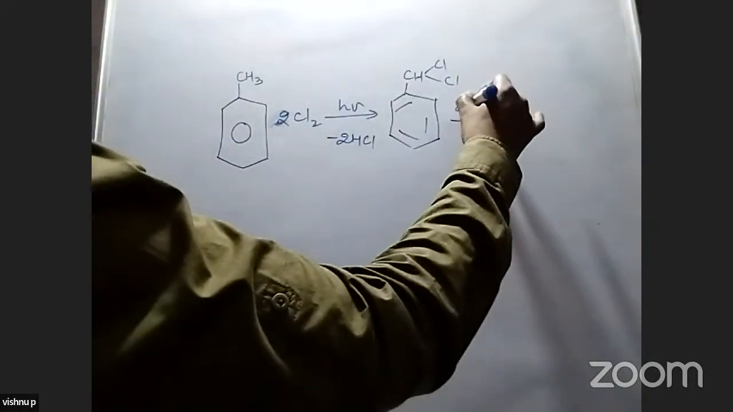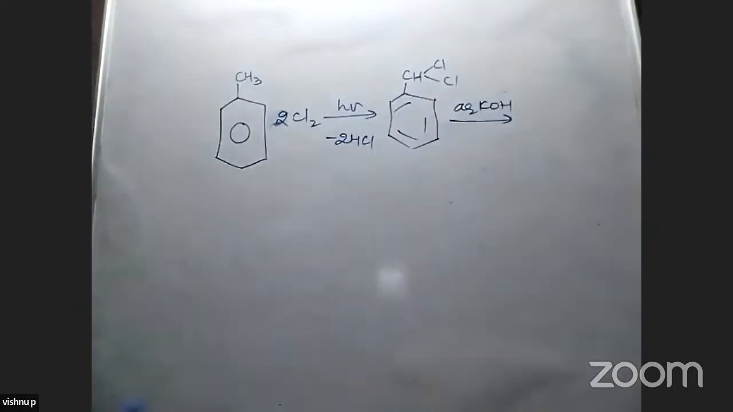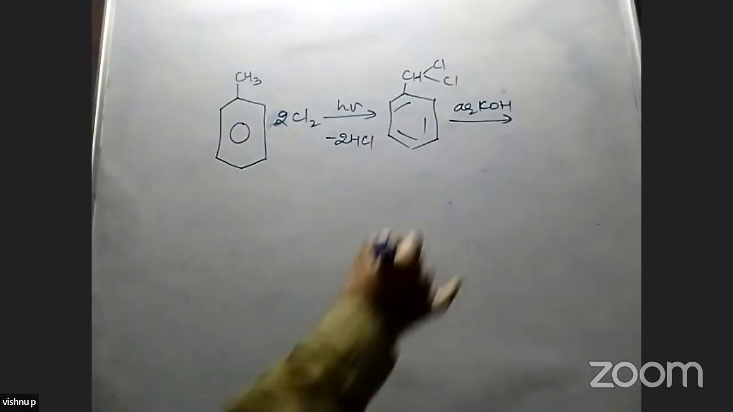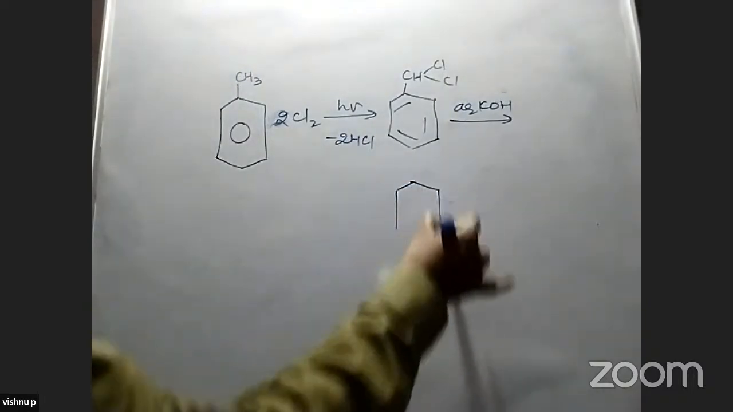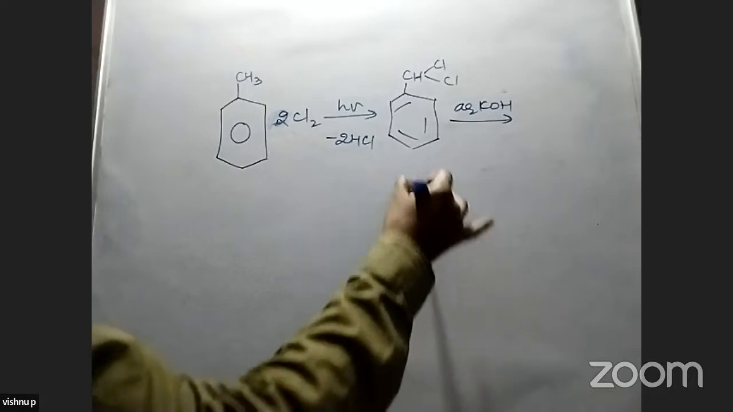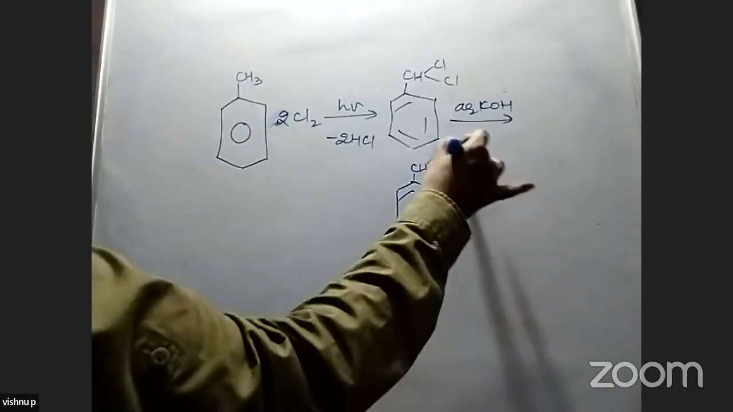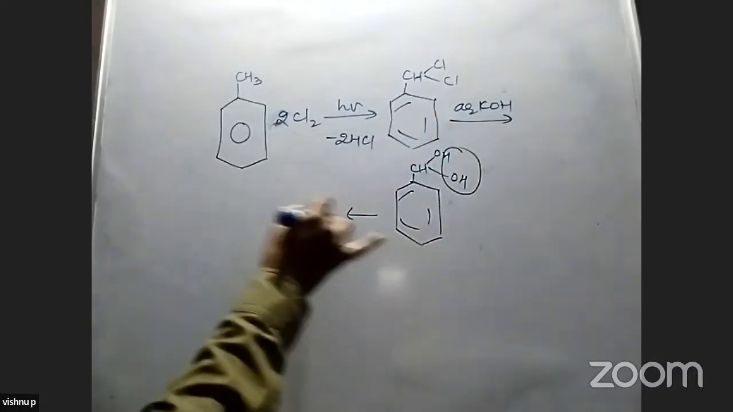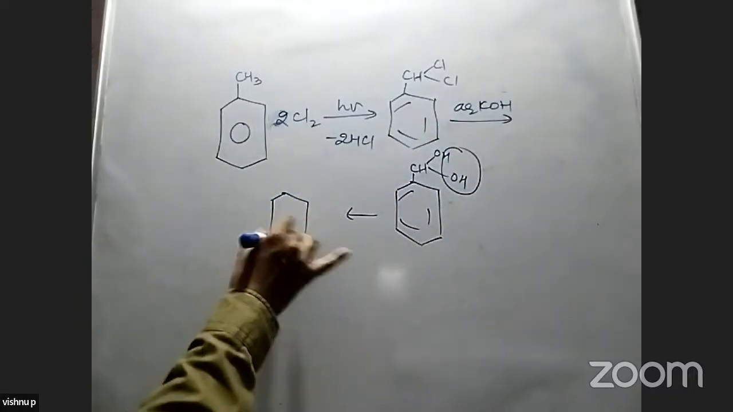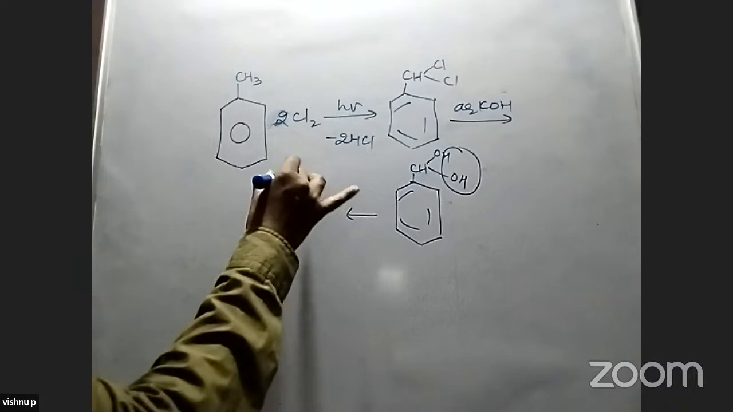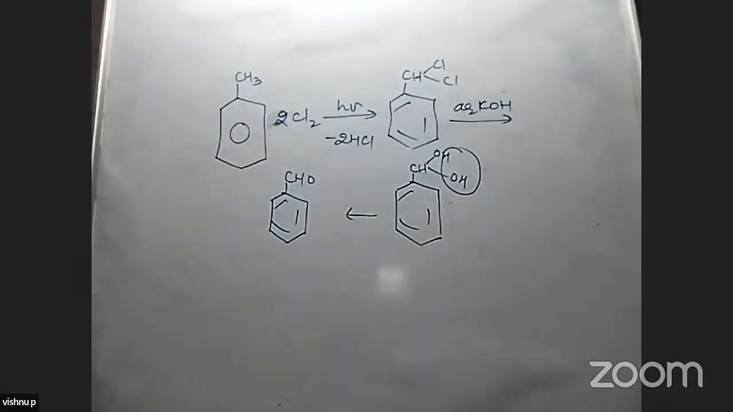Again, it is treated with aqueous base. What is the role of the aqueous base? The two halogens are substituted by the aqueous base. Their OH groups are added. So here H2O is separated out and the compound formed in this reaction is benzaldehyde. So benzaldehyde is formed in this reaction.